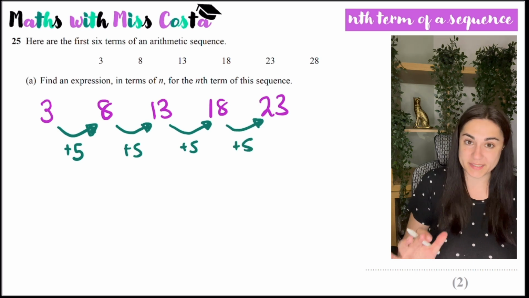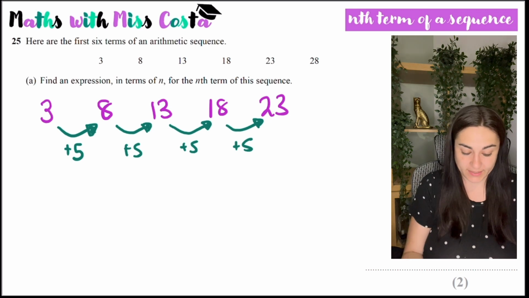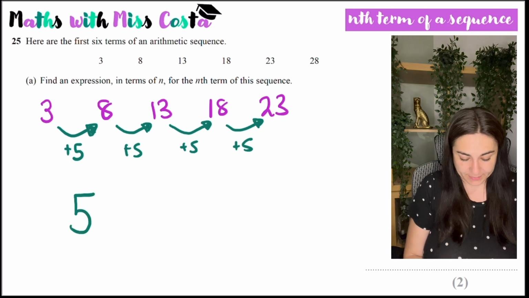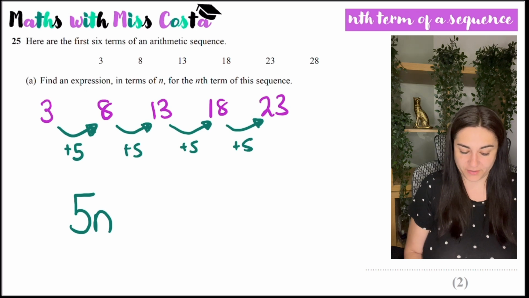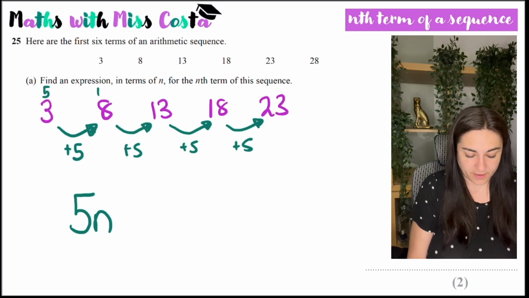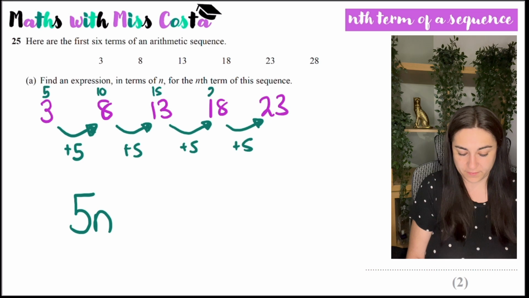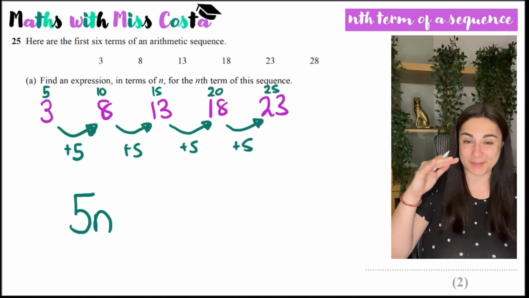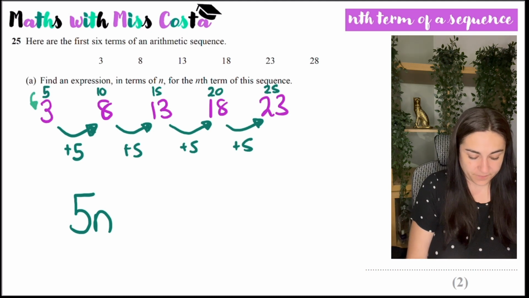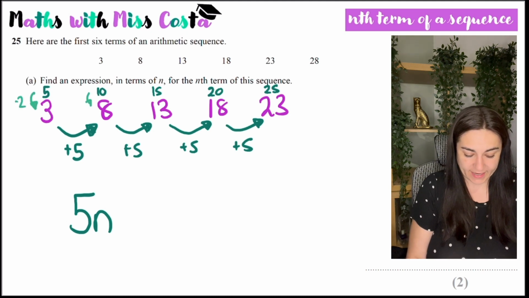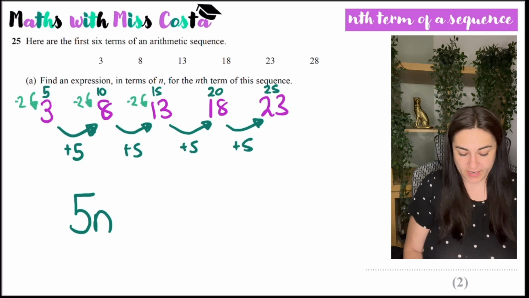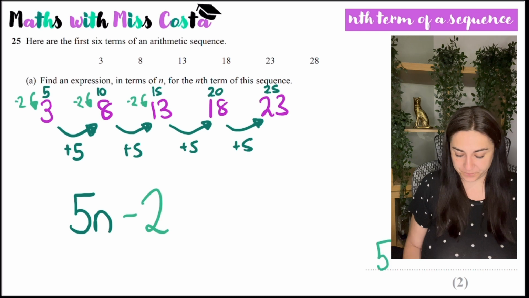So whatever your common difference is, that's what times tables the sequence is going up in. So I'd write 5n because it's the 5 times tables. And if it was the 5 times tables, then it would be 5, 10, 15, 20. But it's been shifted. Each term is actually 2 less. How do you get from 5 to 3? You take 2. From 10 to 8, you take 2. From 15 to 13, you take 2. So the sequence rule would be 5n, take 2.